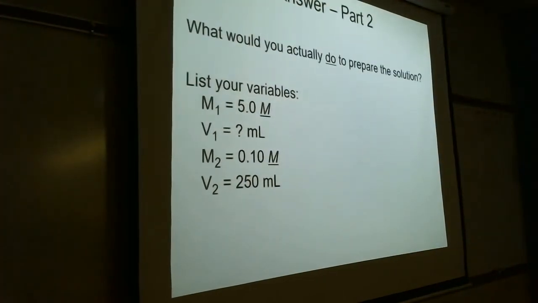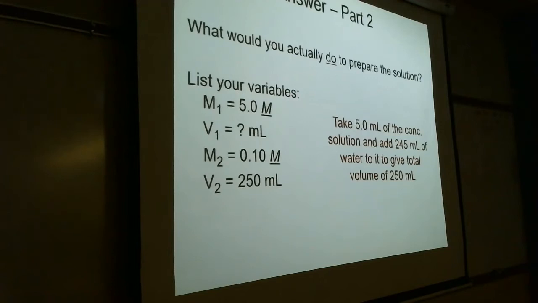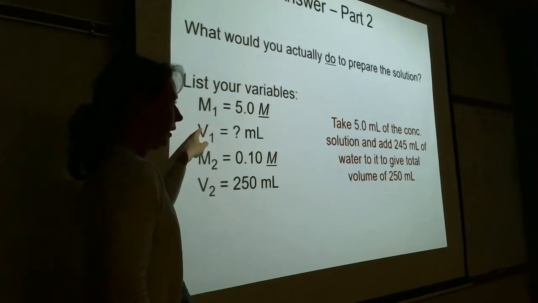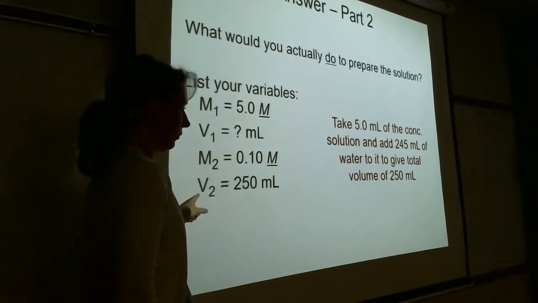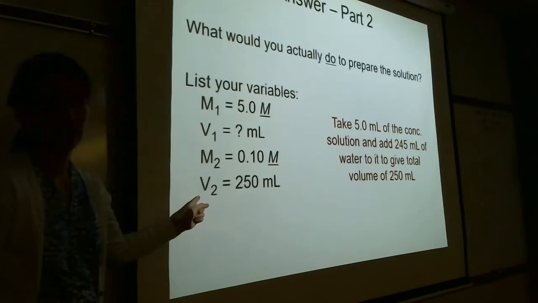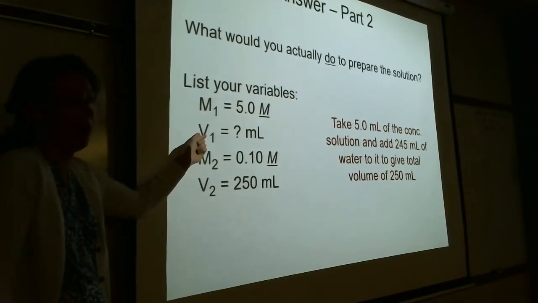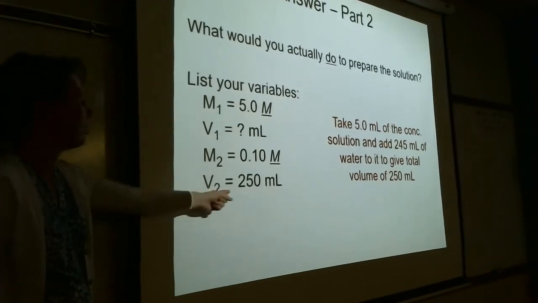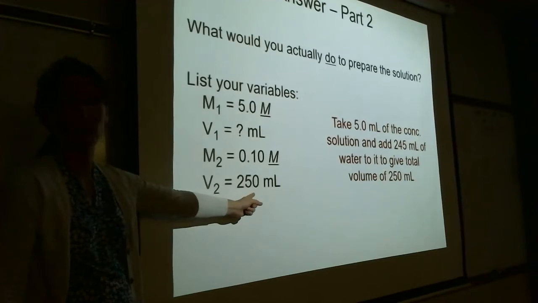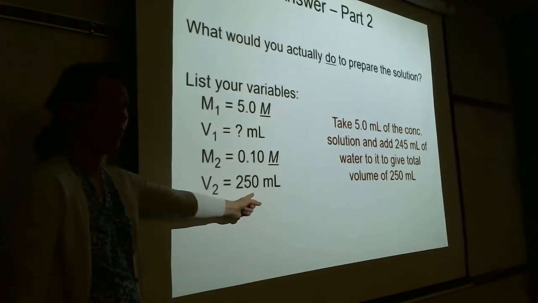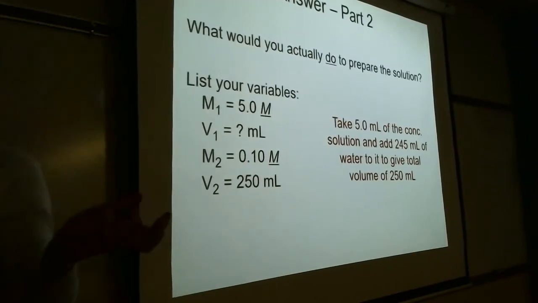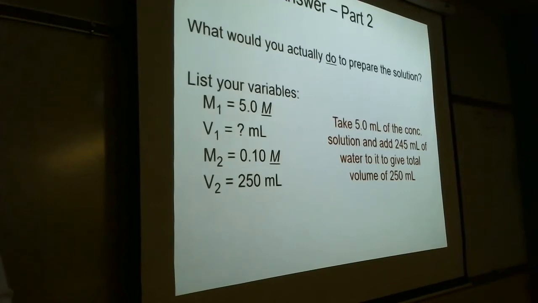Part 2 is the practical part, right? So you take 5 mils of the concentrated solution, and then you'd add water to get that total volume up to 250. Okay, calculating this volume is only half the battle. You do need to actually do it. How do I know how much water to add? I just look at the final volume. What do I want my final volume to be? Okay, well, I want it to be 250, so I just say, well, add enough water till it's 250. All right, so in this case, it would be 245. We good? Does this make sense?